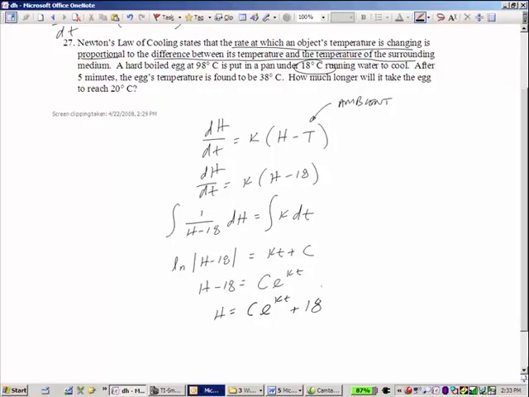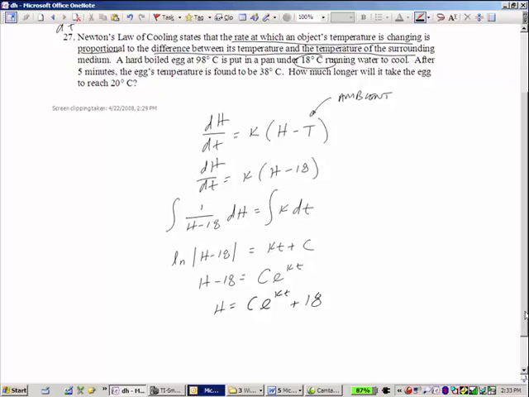Read that second sentence again, Shelley. A hard-boiled egg at 98 degrees Celsius. All right, that's the important information. That's the initial H. Wait, you said two different things. You said that's your initial H and that's your C. It's not C. Usually T is initial, because that's what's changing.